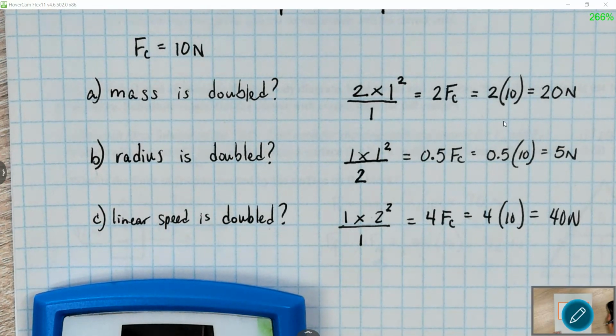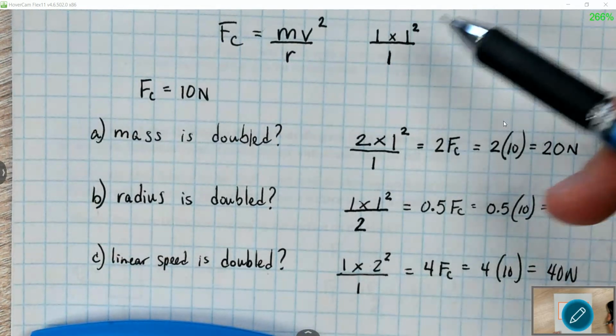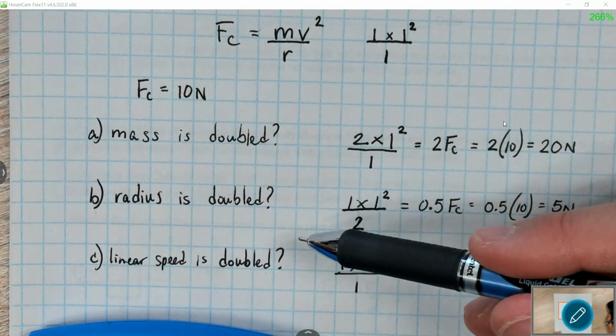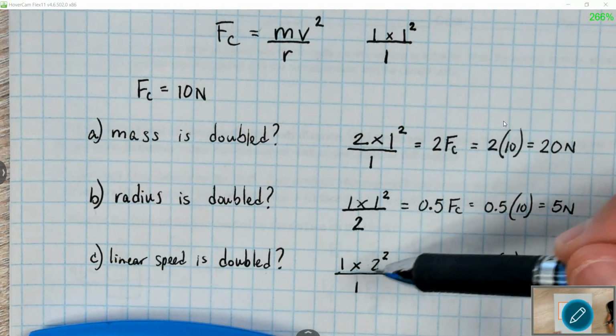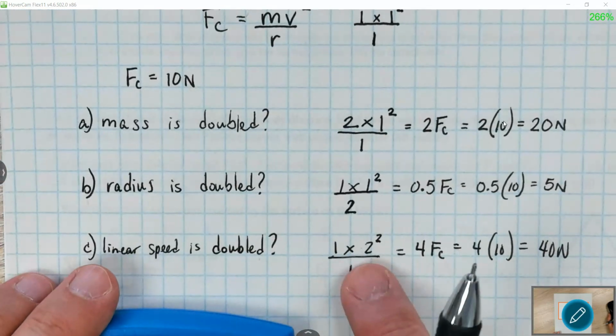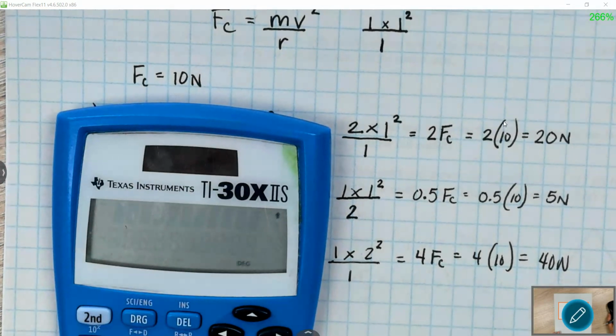Whoa. So we doubled the speed and the force increased by 4. Why, though? Well, you see how the speed is squared? Whenever we increase our speed, the force is going to increase by the square of that number.